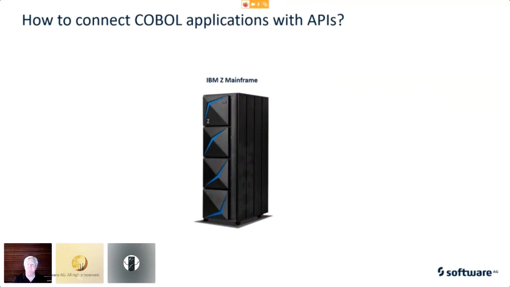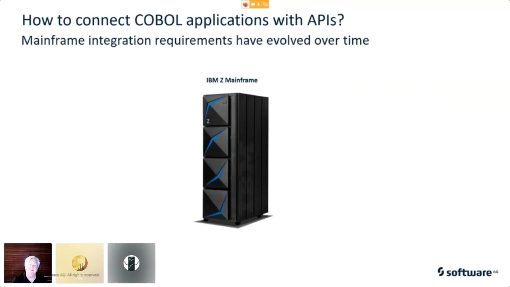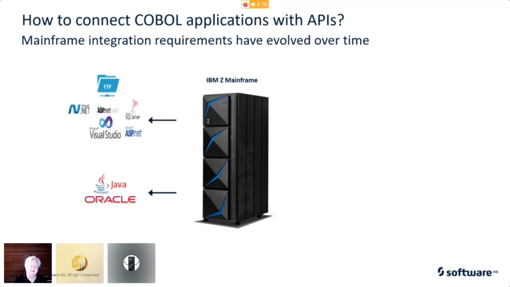At one point in time, the IBM mainframe was the center of the universe. Everything resided on the mainframe, but times changed, and the integration requirements evolved over time. Initially, there were those .NET, or actually back then Visual Basic and Java applications that needed information from the mainframe or would push information to the mainframe. Oftentimes, those were done through FTP processes, batch jobs, extractions, runs.